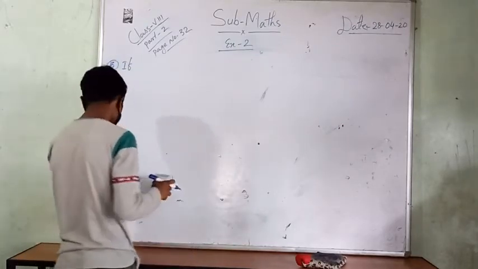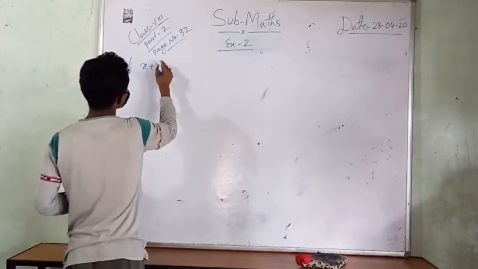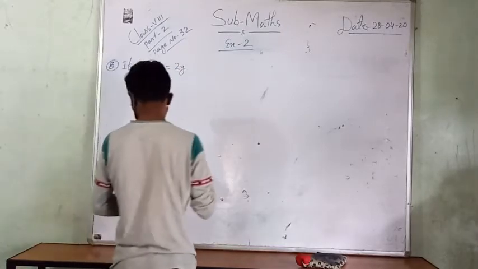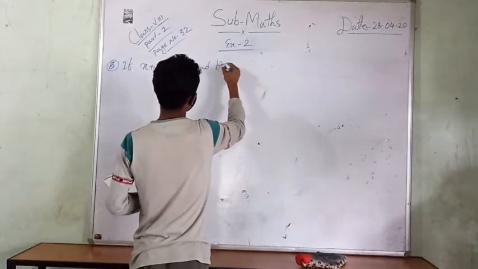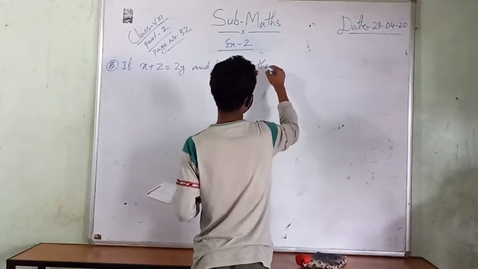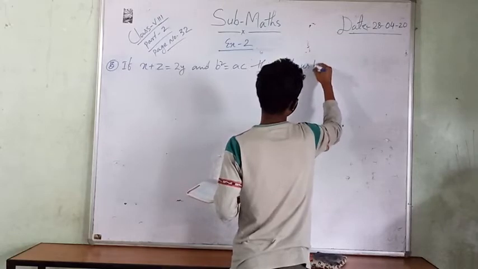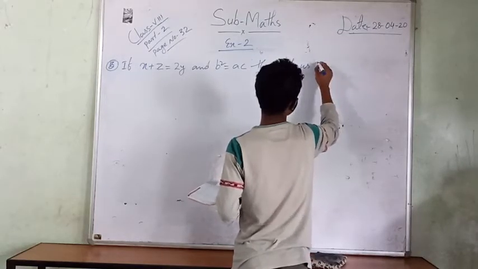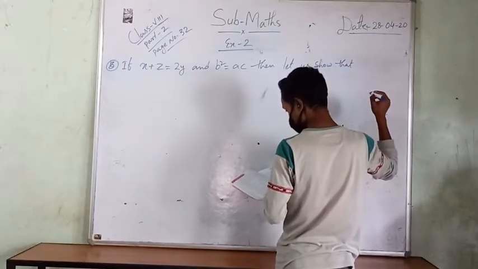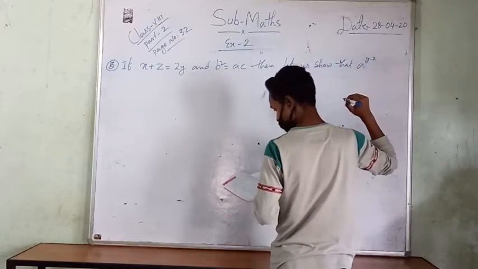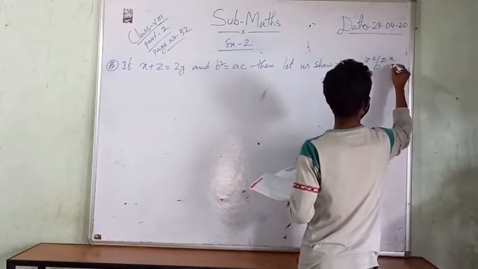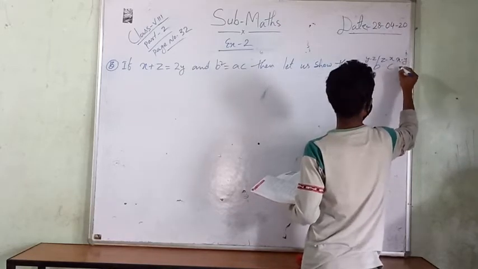If x plus z equals 2y and b square equals ac, then let us show that a to the power y minus z, b to the power z minus x, and c to the power x minus y equals 1.